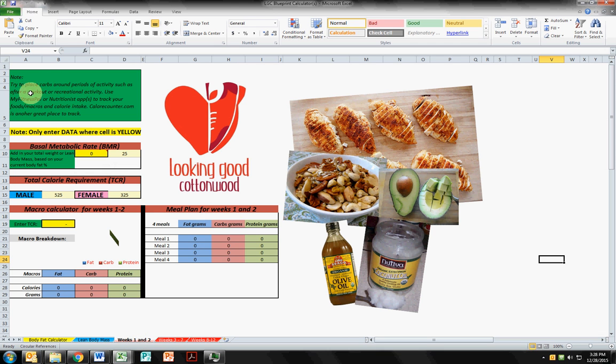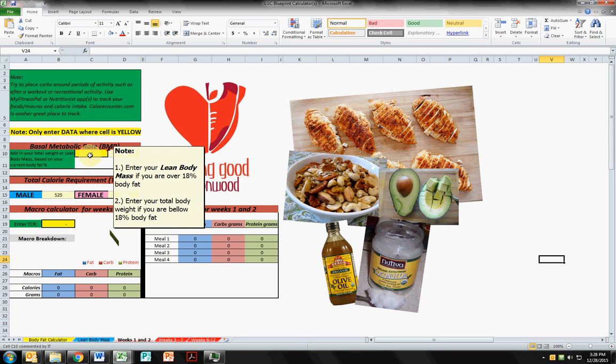We have a little note right here with some tips. You can only enter data where the cell is yellow. As you mouse over, a note pops off to the right, and it's going to give you two options for data, or it'll give you a description of what it wants from you, and what data you're going to put into that yellow cell.